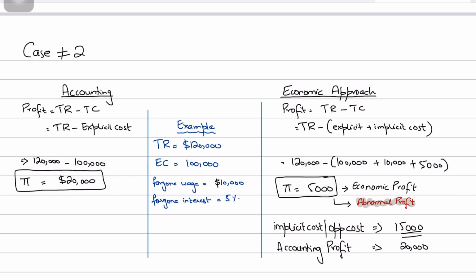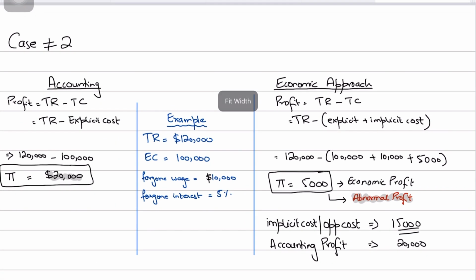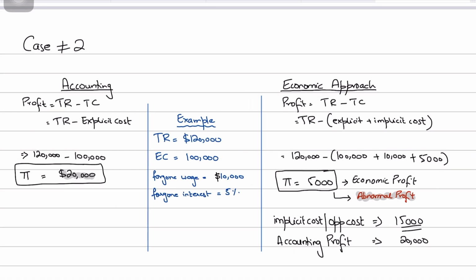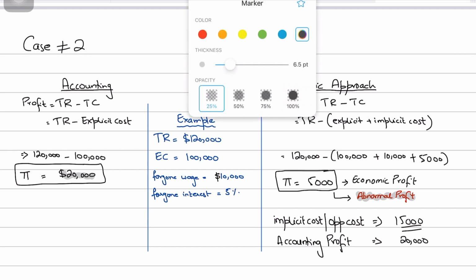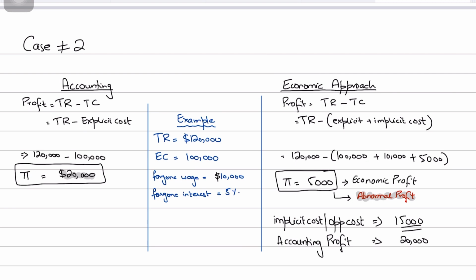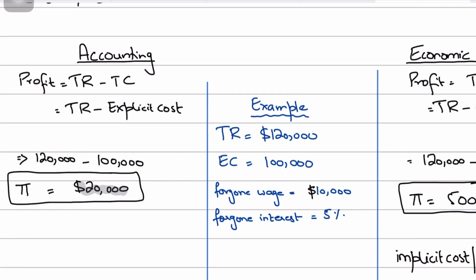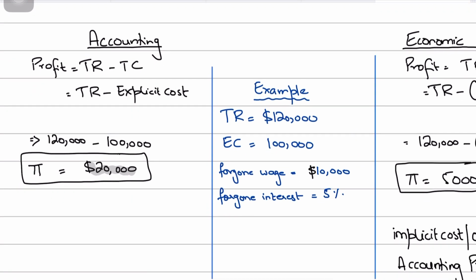So the accounting approach is telling us that we have made a profit of, let's say, $20,000, and the economic approach, on the other hand, is telling us that this time we have made a profit of $5,000. And in the previous case, we saw that there was zero economic profit, which is normal profit, right? Now I've changed the values a bit, and you can see that the revenues and explicit costs are the same, and the foregone wage is also the same. However, the foregone interest is 5%. So let's say the foregone interest is 5%.